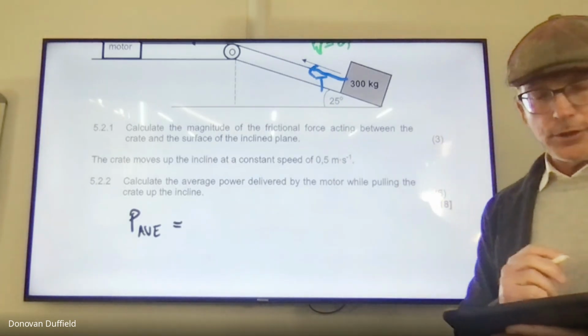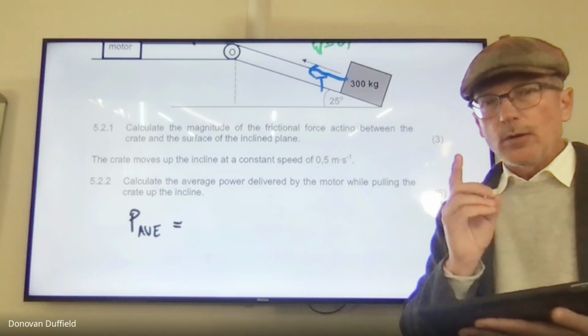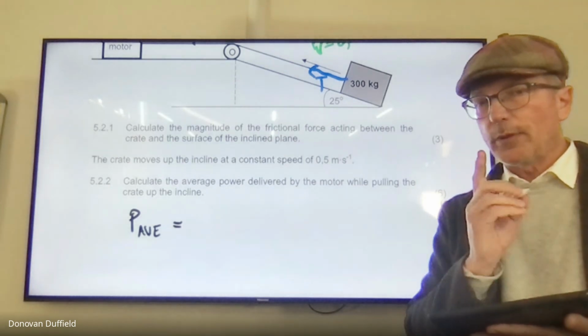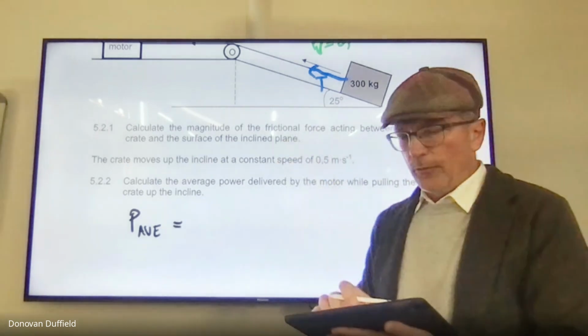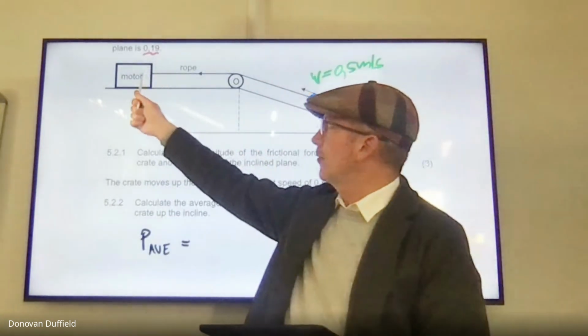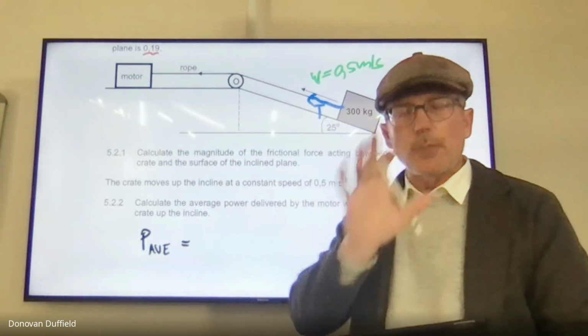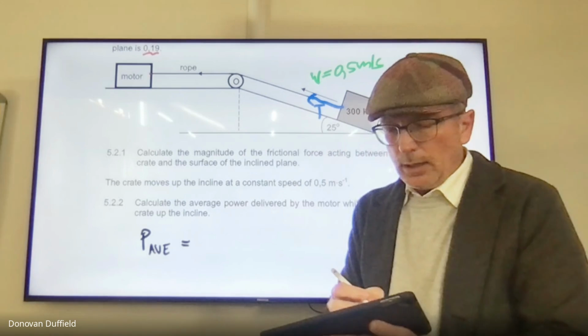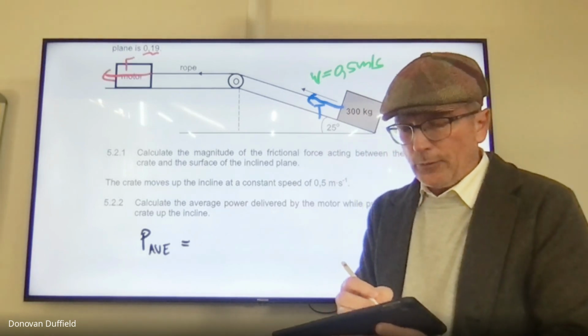So average power is equal to the applied force of the motor. The motor applies a force on the rope. There is force applied.